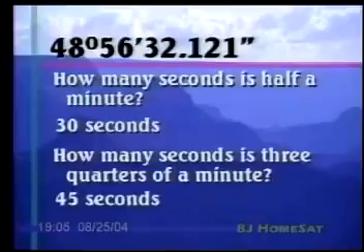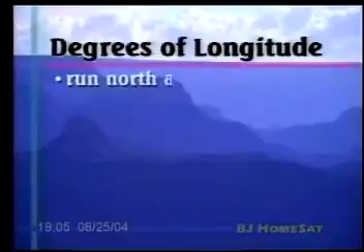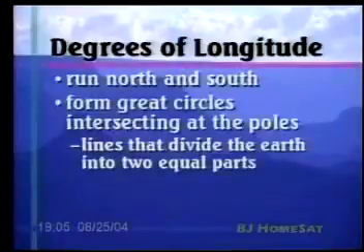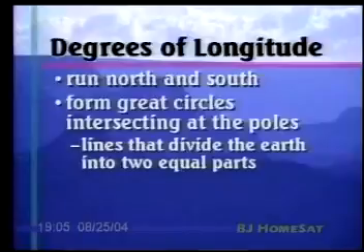45 seconds. So that's just a little refresher there, a little practice with that. So it's done just like you would think of using your watch and your clock as far as dividing up those degrees, minutes, and seconds. Now the degrees of longitude are divided in the same way. Our degrees of longitude run from north to south. They run north and south. They form great circles intersecting at the poles. And you can see a great circle, or great circles, are lines that divide the earth into 2 equal parts.